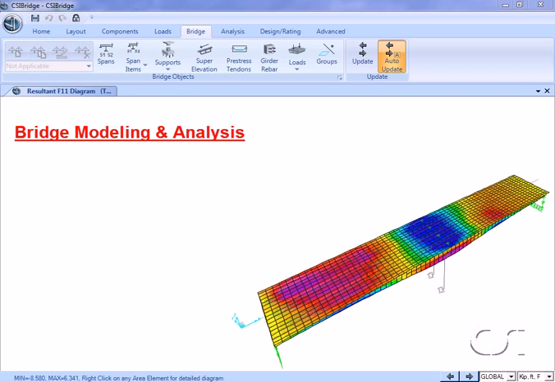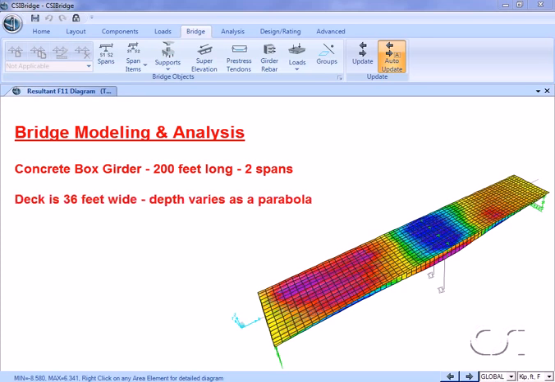This tutorial will show some of the powerful tools CSI Bridge offers for the sophisticated modeling and analysis of bridges. The bridge we will model will be a 200-foot long concrete box girder with 2 spans, with a deck 36 feet wide and a depth that varies as a parabola. It will support 2 lanes of traffic, each 14 feet wide, and it will be pre-stressed in the girders of the concrete box section. Lanes and vehicles will be used to generate both influence surfaces and a multi-step live load analysis.